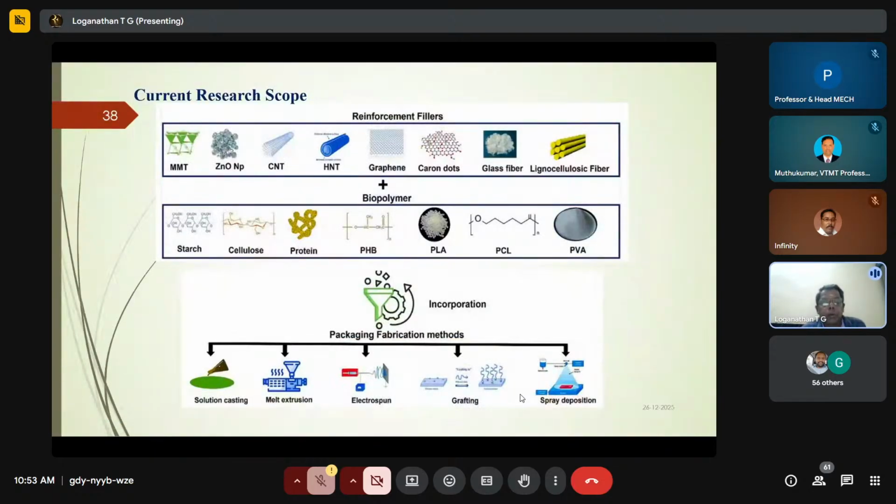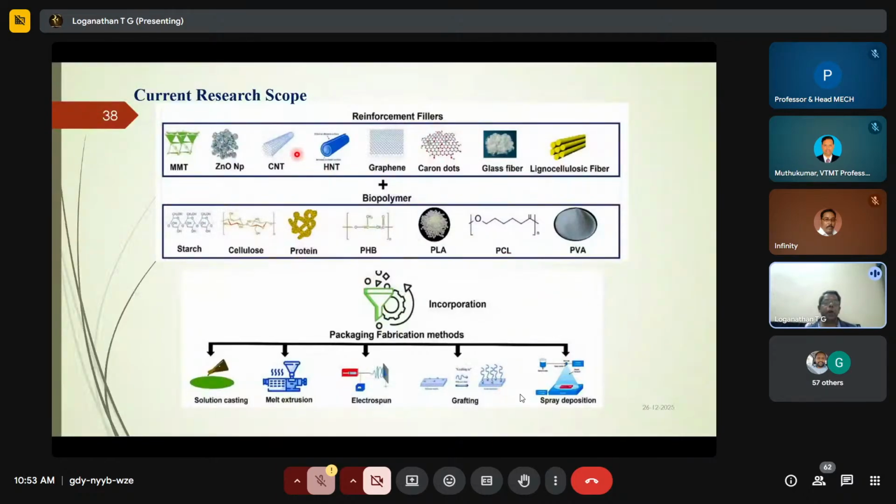And coming back to how and what we can do, we can think about various combinations of these reinforcement fillers with the biopolymers and various methods. So these three are the factors. The first factor is the fillers or the reinforcement. The second factor is the matrix. And the third factor is the manufacturing process.